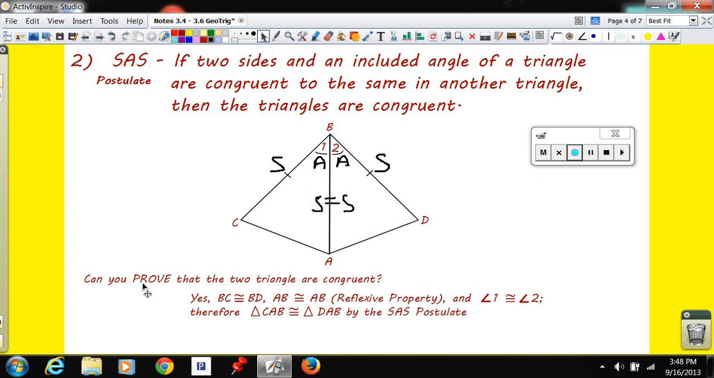So can you prove that these two are congruent? Yes, because BC is congruent to BD. AB is congruent to AB. That's, again, our reflexive property. Angle 1 is congruent to angle 2. So therefore, you can say that CAB is congruent to DAB by the SAS postulate. Those are congruent because of the SAS postulate. So that means this triangle is definitely congruent to this triangle.